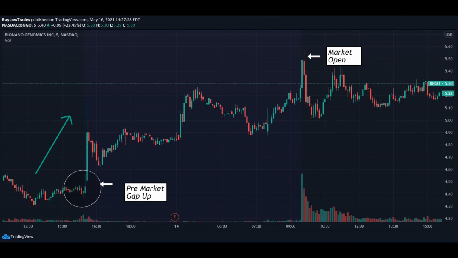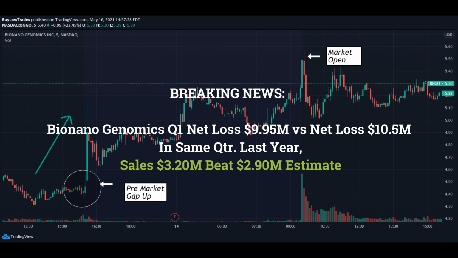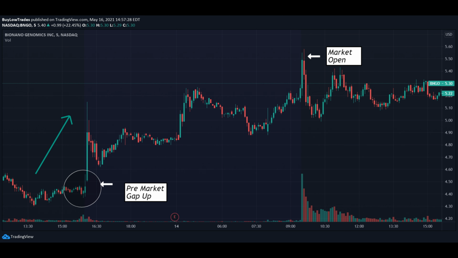Now this is exactly what we want to see when we're scanning in the pre-market. We want to see it gap up, and we want to pair that with news. And in this case, it did have that breaking news, and it beat its estimate in sales. Now we can see the news had a significant impact on the stock's price action.